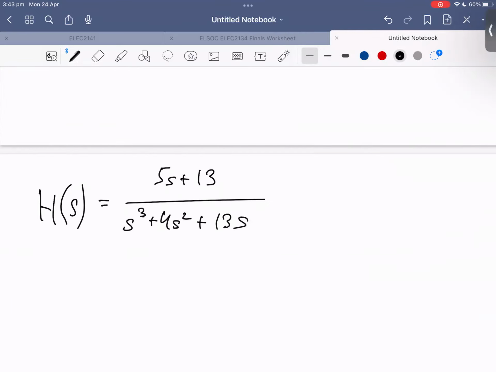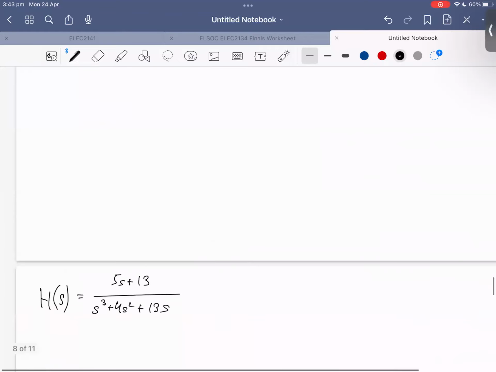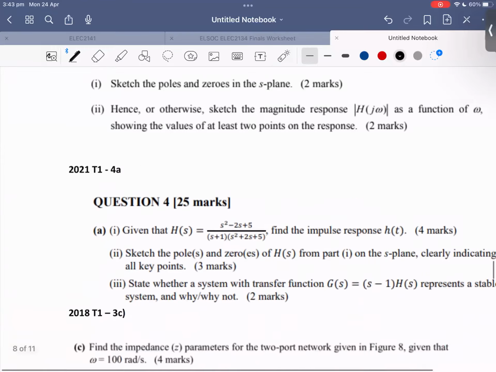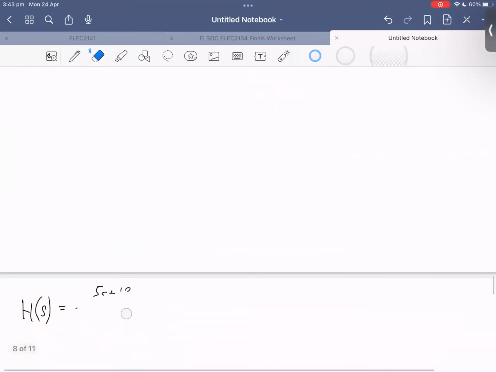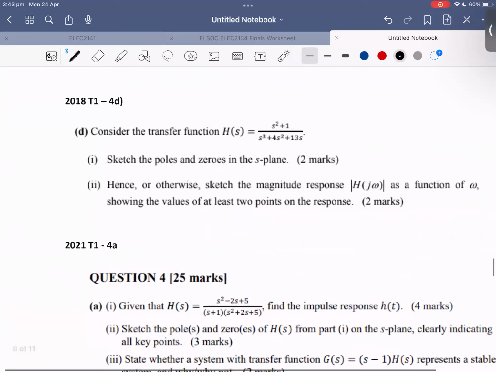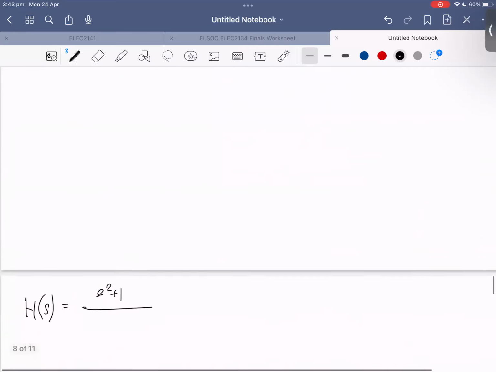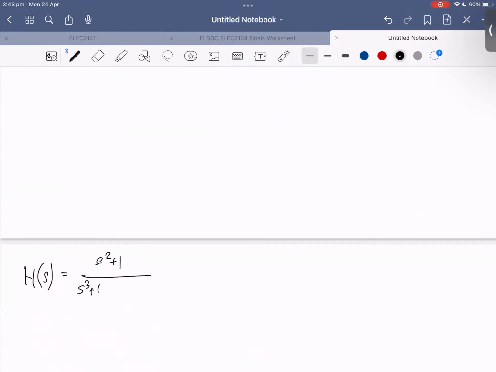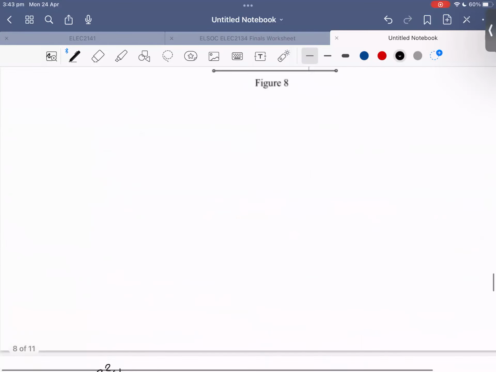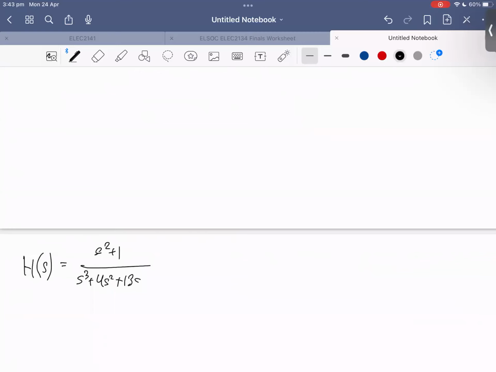Oh no, hang on, we've copied down the wrong thing. Sorry. So it's s squared plus 1 divided by s cubed plus 4s squared plus 13s. Cool.